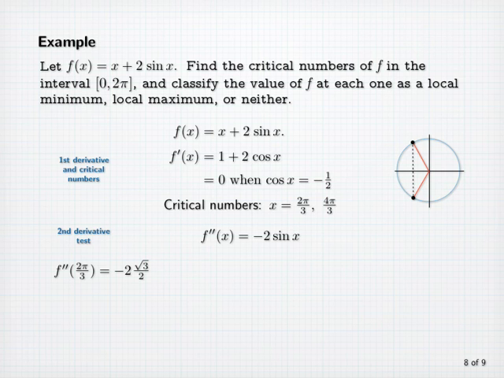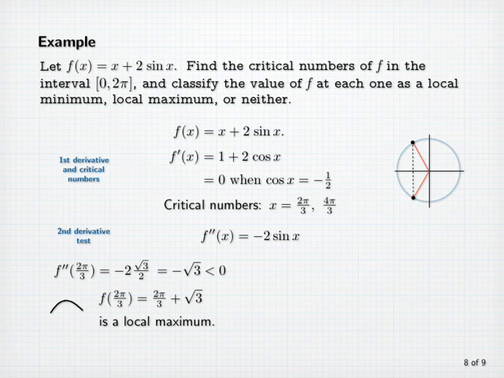F double prime at 2/3 pi is equal to minus 2 times the sine of 2/3 pi, which is root 3 over 2. So f double prime of 2/3 pi is negative root 3, which is negative, and so we conclude that the value of f at 2/3 pi, which is 2/3 pi plus 2 times the sine of 2/3 pi, or root 3, is a local maximum value.